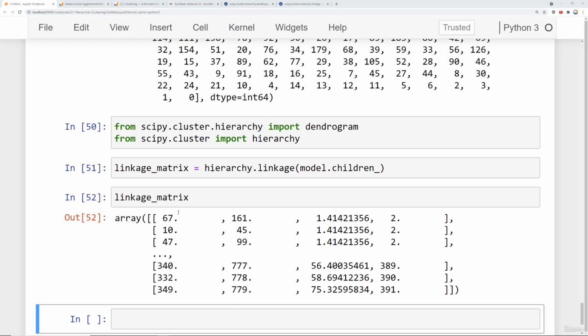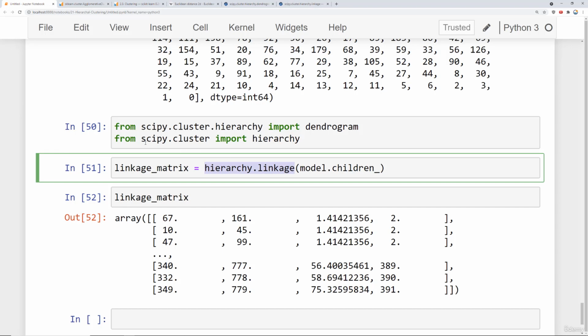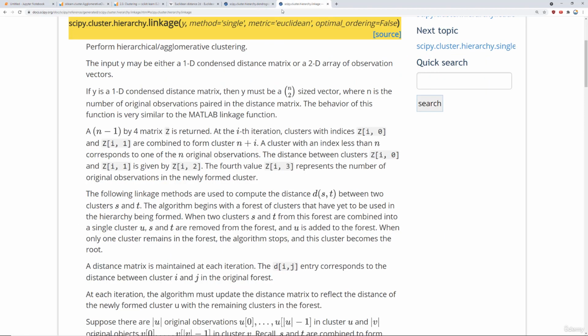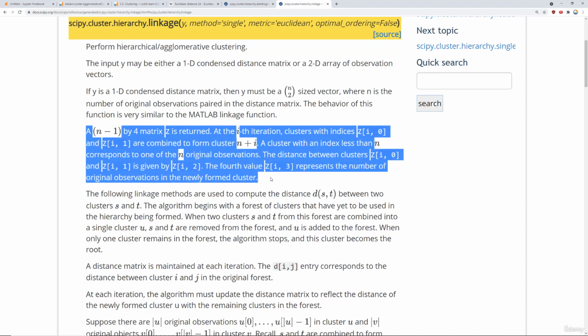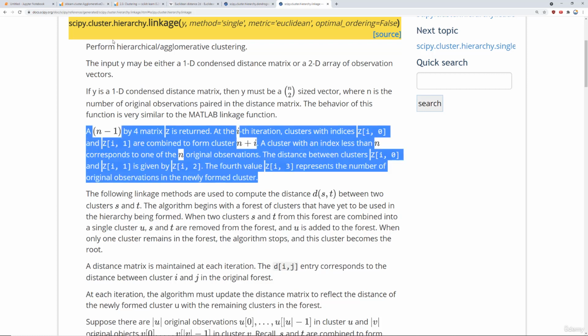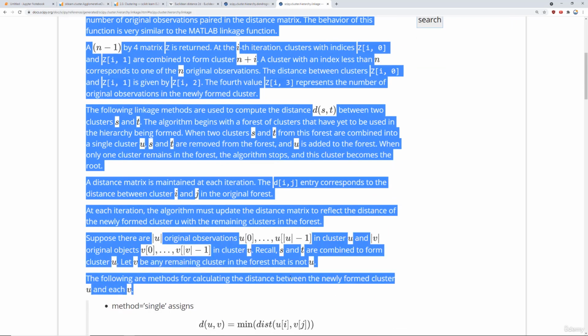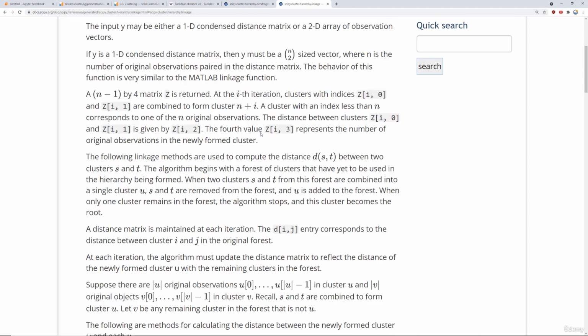All right, so what do these numbers actually represent? You can go to the hierarchy linkage documentation page from SciPy. I have that open here, and the full explanation is right here. It's a little mathy in its explanation, so I'm going to summarize it, but you can always check out the documentation page for scipy.cluster.hierarchy.linkage to fully understand what this matrix is actually returning in full detail.